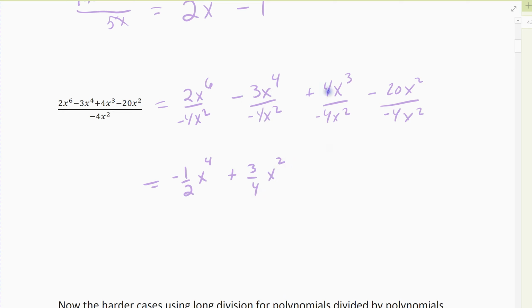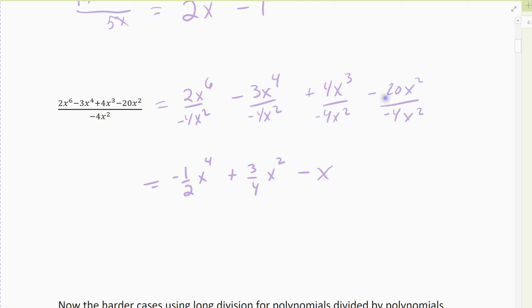The next one, my 4 divided by my negative 4 is going to leave me with a negative 1. So I'm just going to write it negative. The 1 is going to be on my x term when I simplify it. So there's my negative 1. And x cubed divided by x squared, 3 minus 2 leaves me with 1. Again, we don't usually write the 1 exponent. We just usually leave it x. So there's my negative 1x to the first.